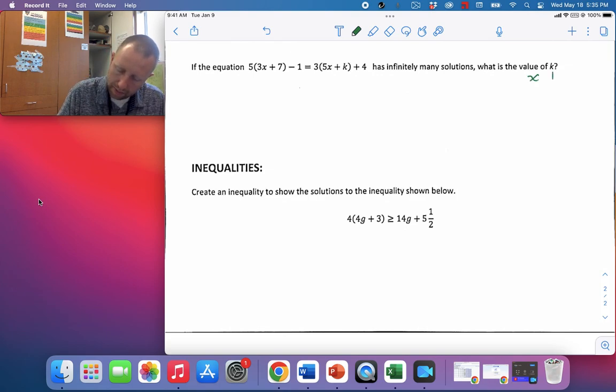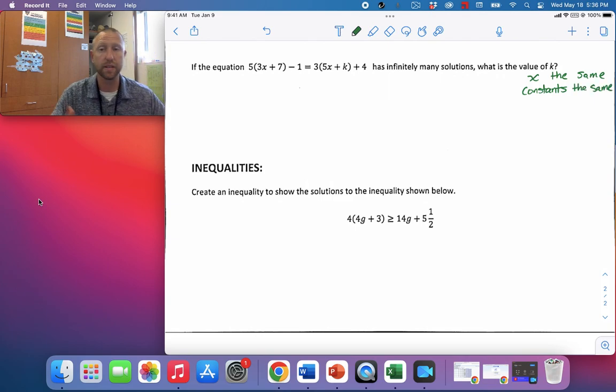The x's the same, I'm going to abbreviate, and the constants the same. So basically everything has to be exactly the same on both sides for it to be infinitely many solutions. So let's simplify this.